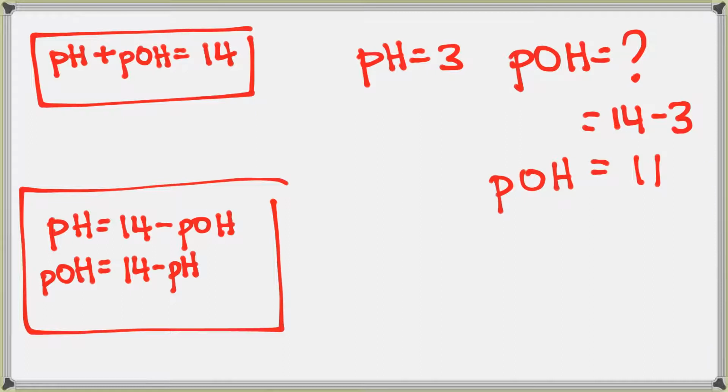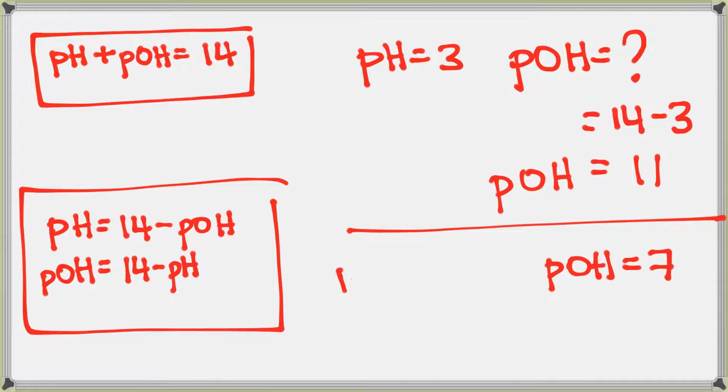You see it? Or what if now, let's say I have an example and our pOH is equal to 7. How do you get the pH? Again, this is going to be 14 minus the pOH, which is 7. And 14 minus 7 gives me 7. Do you see it? And that's how you do this.